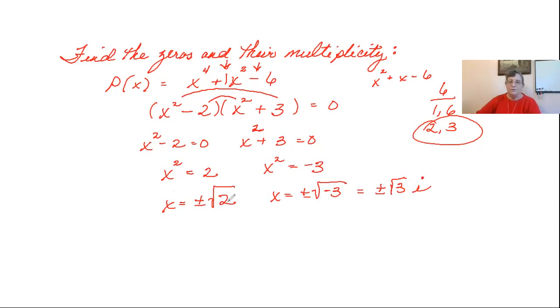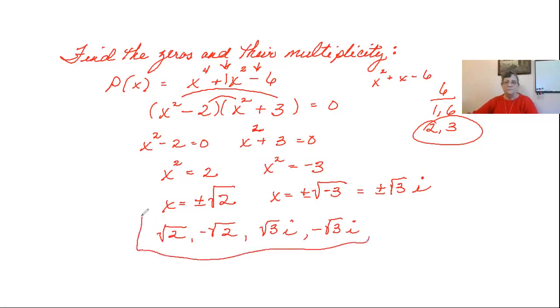So I have two real zeros, the square root of 2 and the negative square root of 2, and two imaginary zeros, square root of 3 i and the negative of the square root of 3 i. Notice the i is not in the radical. This is my 4 zeros. This was an x to the 4th, so it's good to go. So that's an example of how you can always find your zeros if you've got a polynomial that will factor.